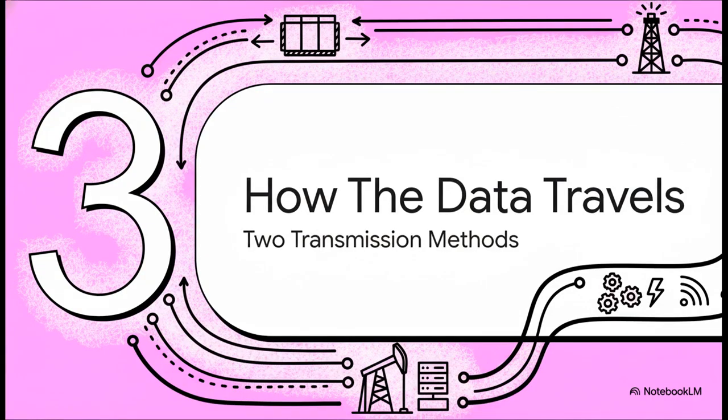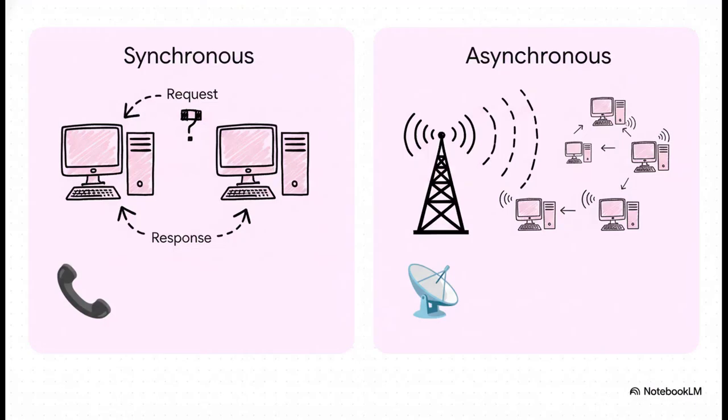Okay, we've got the packet figured out. But how does that little bundle of information actually get from one system to another on a noisy, busy rig? Well, there are basically 2 main ways this data gets sent. So the first method is synchronous. Think of it like a phone call. One system has to actively ask for data, usually by sending a little dummy packet, to get a response back.